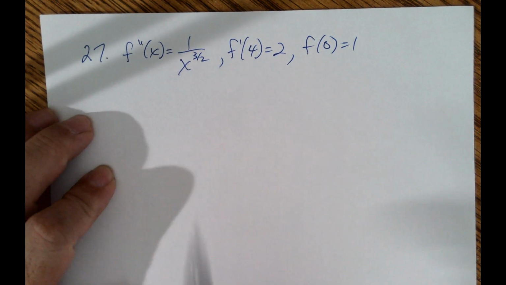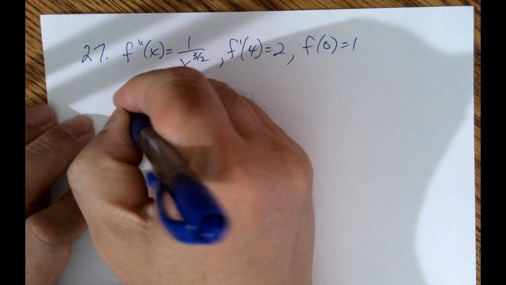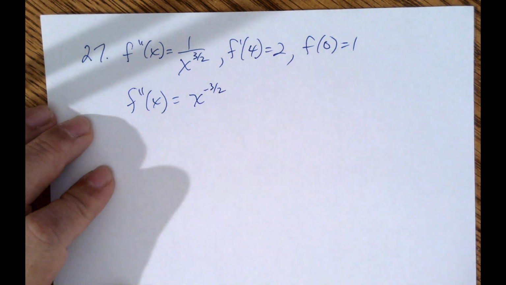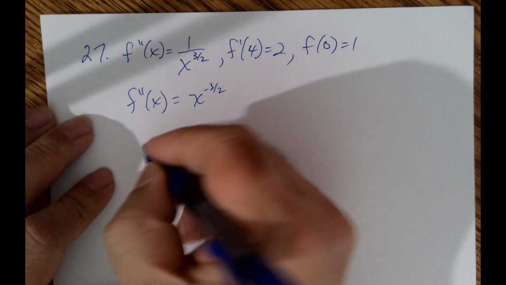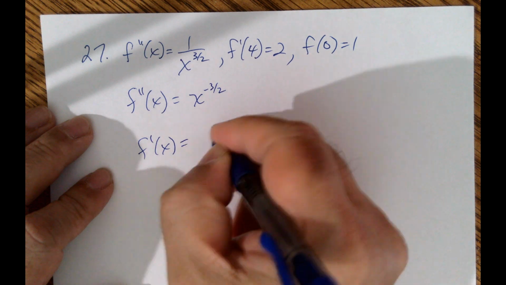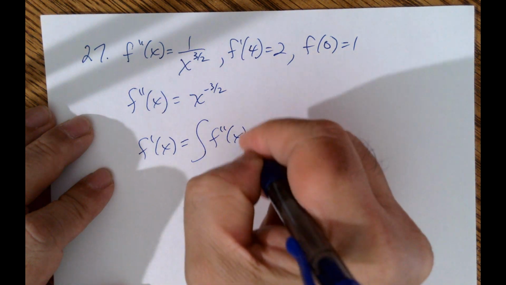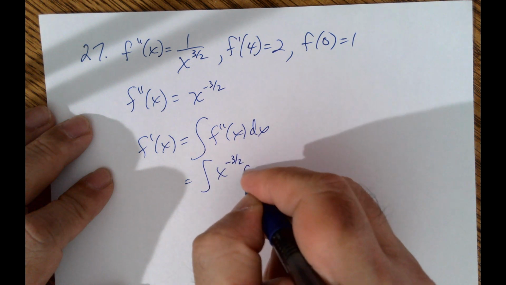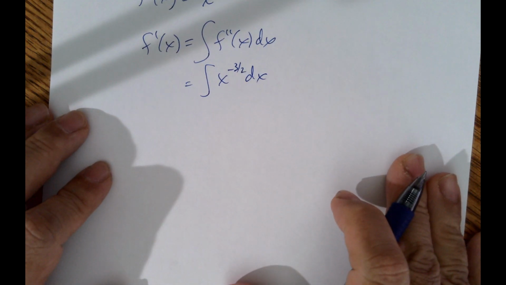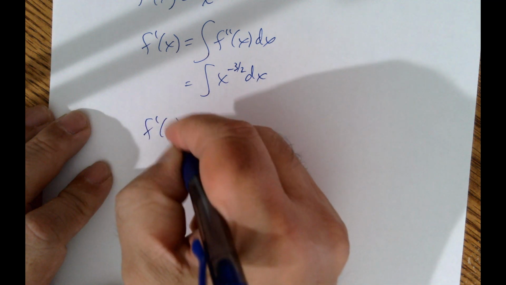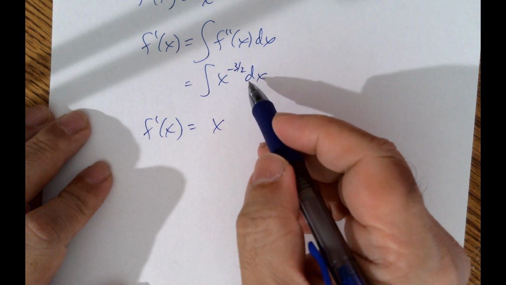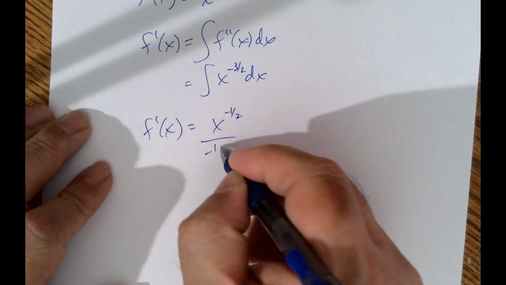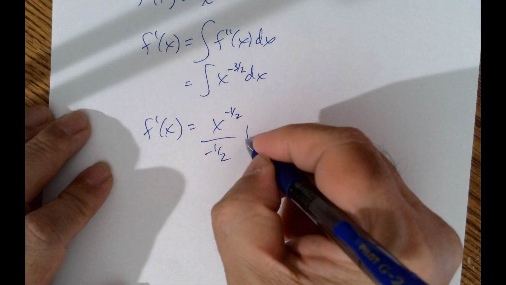I see we have a fraction here. It's probably best if we rewrote it as a negative exponent. Then it's much easier to use power rule on it. All right, so we want f prime of x first. That's the integral of f double prime of x. So it's the integral of x to the negative 3/2. All right, so f prime of x equals negative 3/2 plus 1 is negative 1/2. And divide by the new exponent, so divide by negative 1/2, plus c.